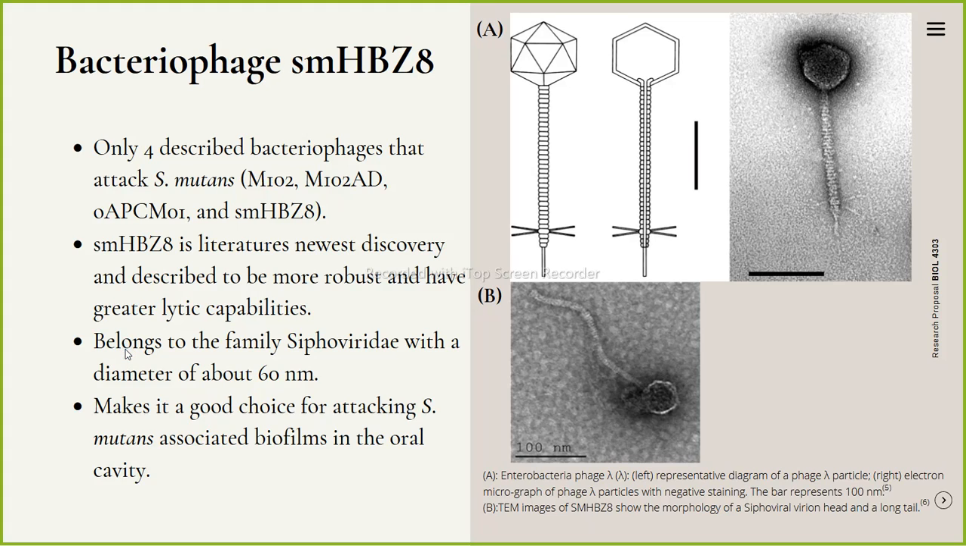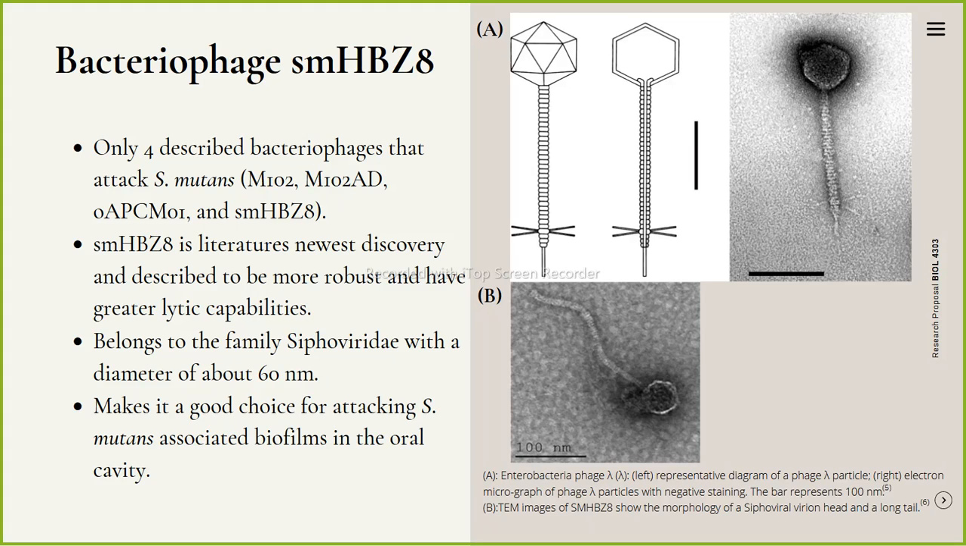So bacteriophage SMHBZ8 is one of only 4 described bacteriophages for the bacteria S mutans. We have M102, M102AD, which is just a mutated form of M102, OAPCM01, and the most recently found SMHBZ8. It was first described in 2021, so last year, by a team in Israel. And the literature shows that it's more robust and has greater lytic capabilities than the other 3.